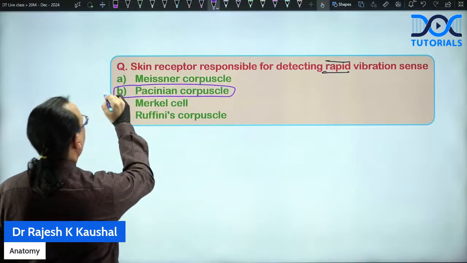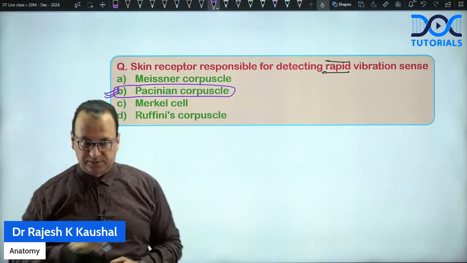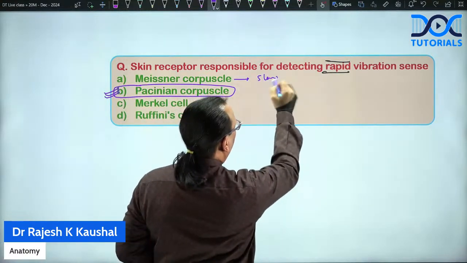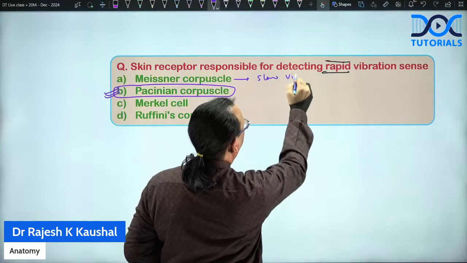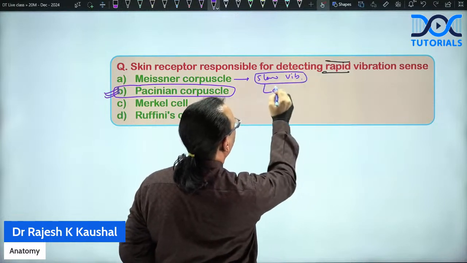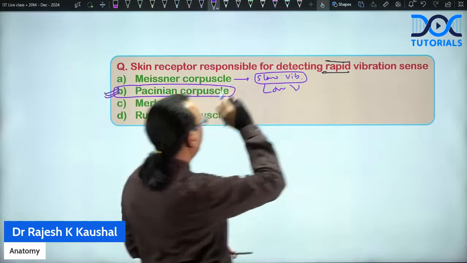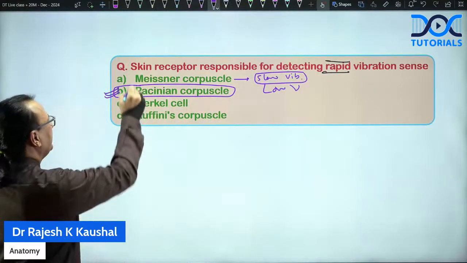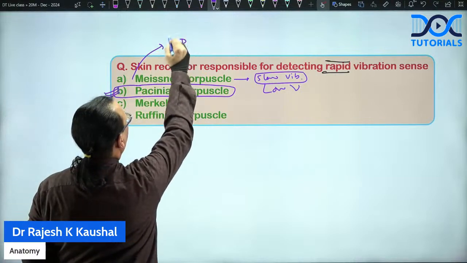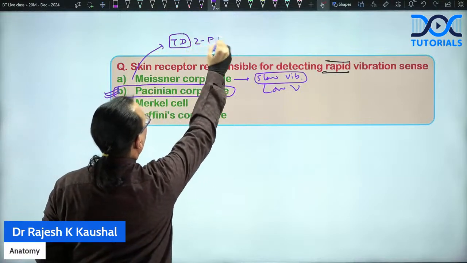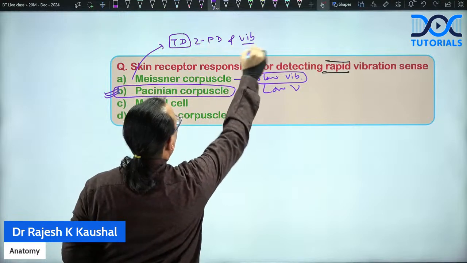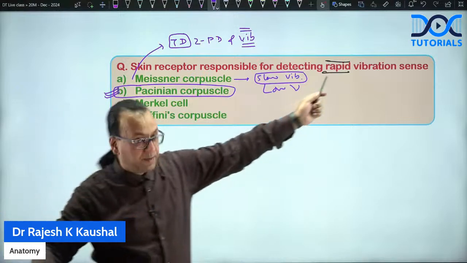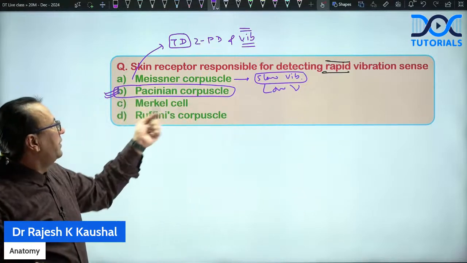Now, why did you take your answer as Pacinian? Why not Meissner? Because Meissner works for slow, low frequency vibration. Then it will be Meissner. What is the other function of Meissner? Meissner is basically for tactile discrimination, touch, like 2-point discrimination, and it is also detecting vibration, but that vibration should be slow, not the rapid. For rapid detection of vibration, we have Pacinian.